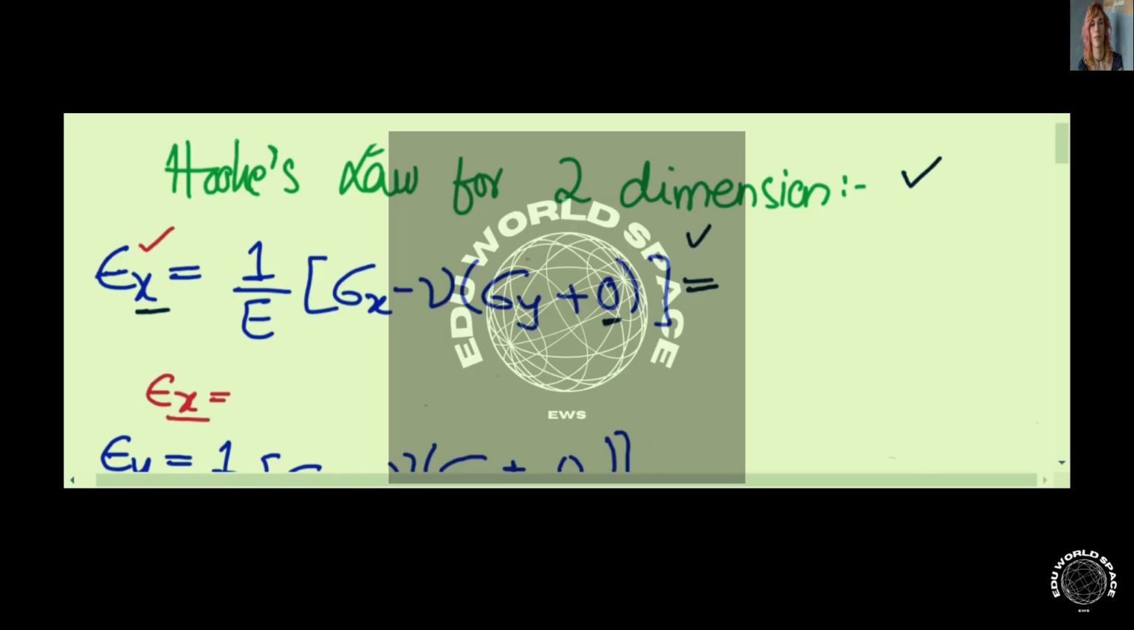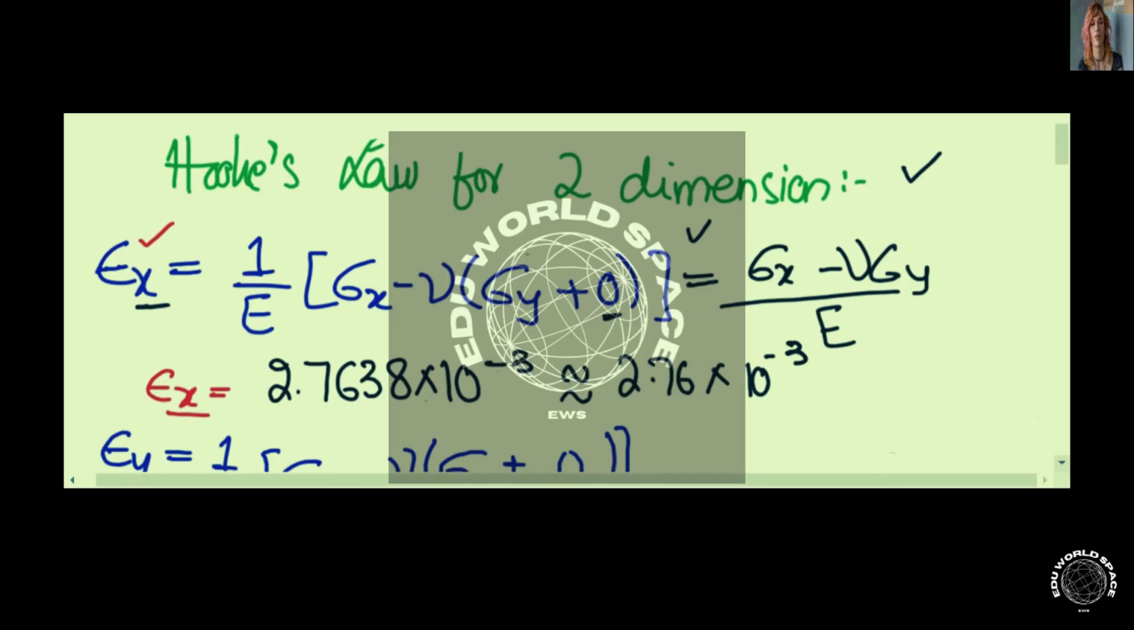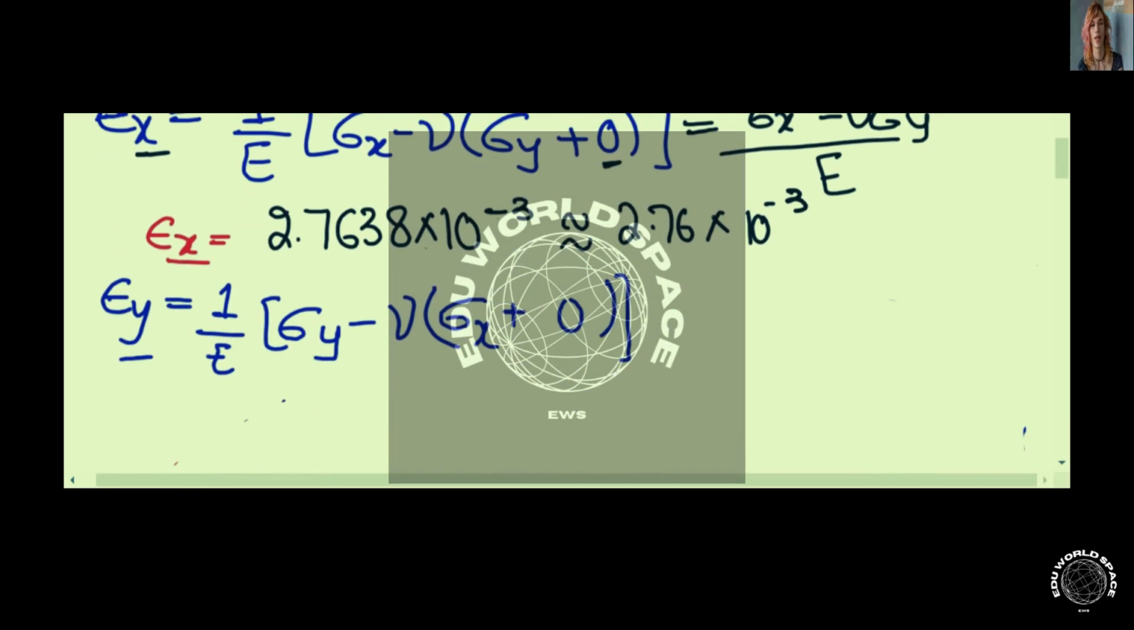When we simplify it, we get that it is equal to sigma sub x minus epsilon times sigma sub y, divided by E. You have the values of all of these variables, just plug them in, and you will get that it is equal to 2.7638 into 10 raised to power negative 3, that is approximately equal to 2.76 into 10 raised to power negative 3.